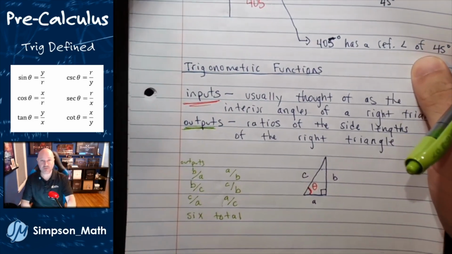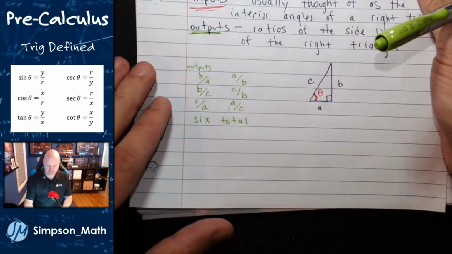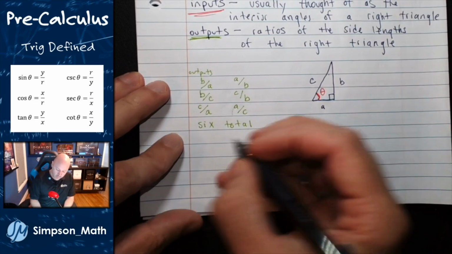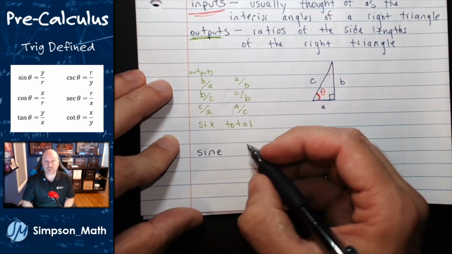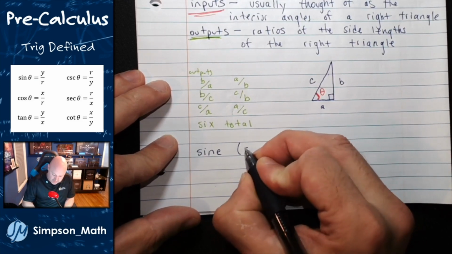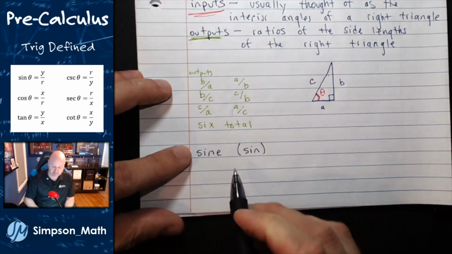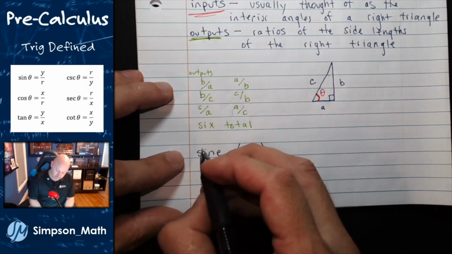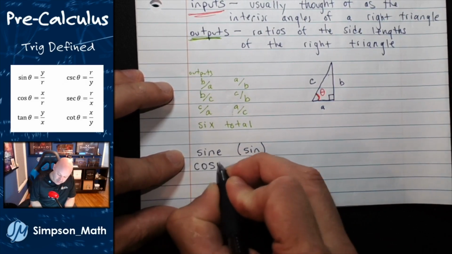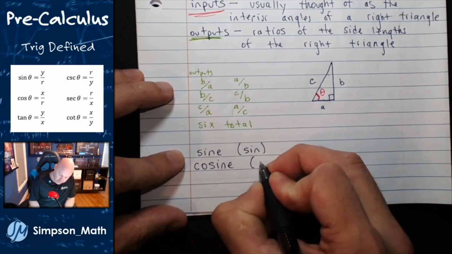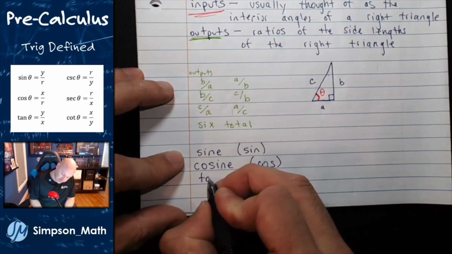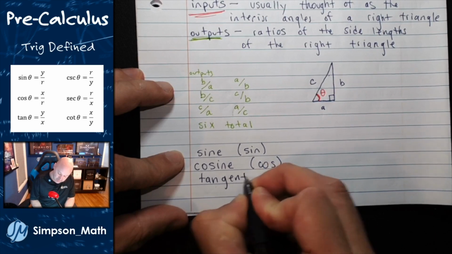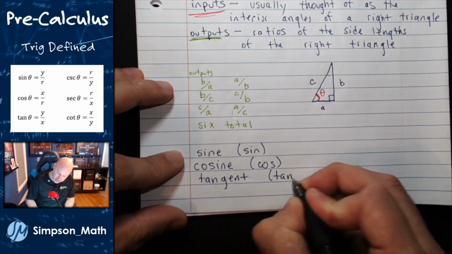I'm going to write down their names first before I define them. One of them is called sine. When we denote it or write it down, we typically write S-I-N, but we pronounce it sine. There's cosine, which is cos, or C-O-S for short. There's tangent, tan for short.